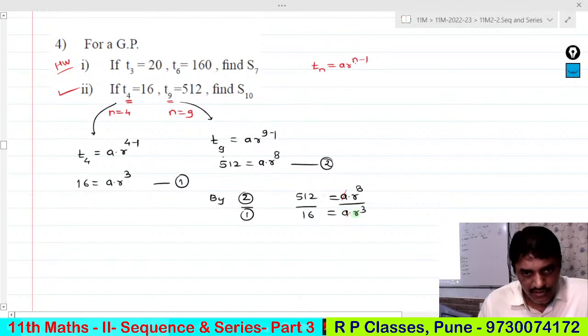क्या कैंसिल होगा? A और R का क्यूब जाएगा और रेस्ट R to 5 बचेगा. करेक्ट? 16 1 जा 16 3 जा 48. बचा कितना? 3. 16 2 जा. सही है? तो क्या बचा? 32 is equal to r raised to 5, but 32 is actually 2 raised to 5. Take fifth root, r is equal to 2. सही है?